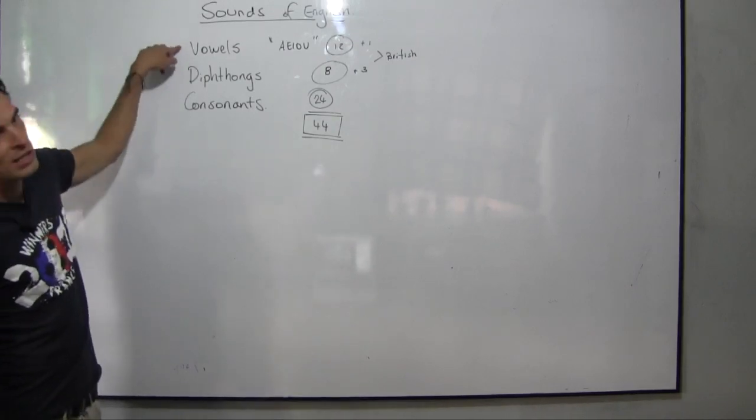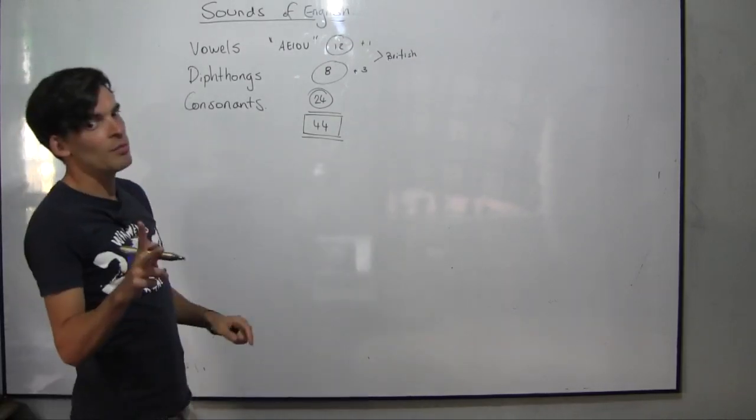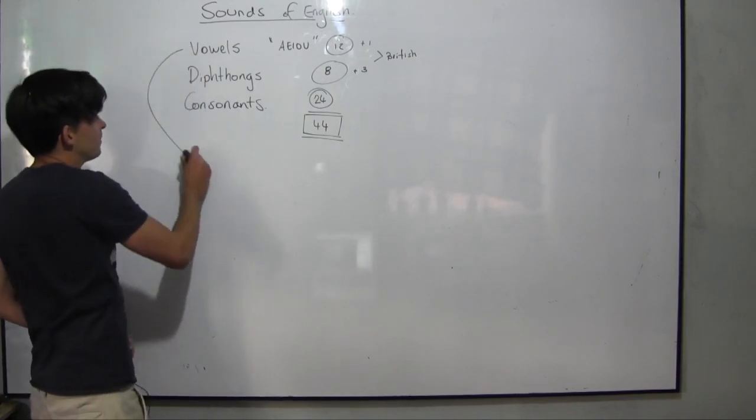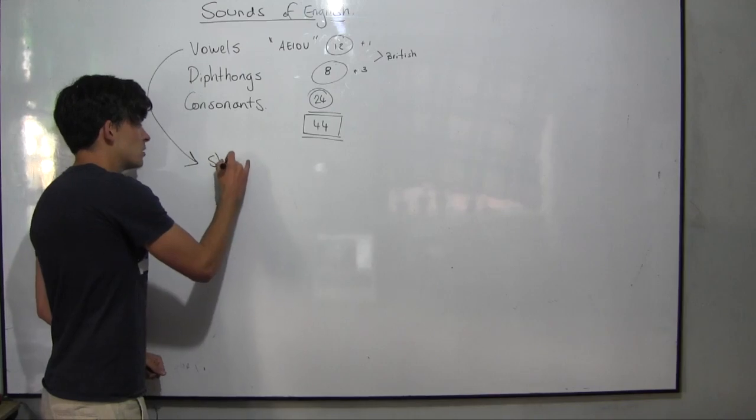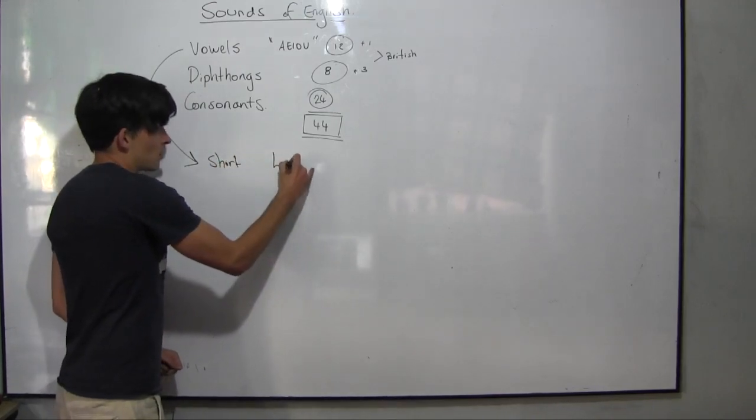So, sounds of English. So let's start with the vowel sounds, okay? So we've got 2 types of vowel sounds. So come down here. 2 types. We have short sounds and long sounds.